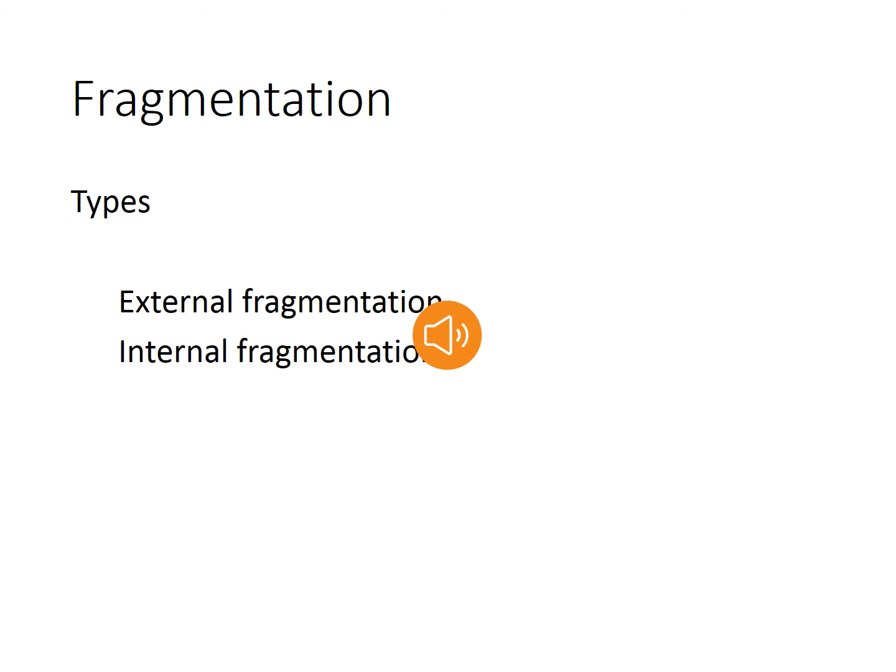As processes are loaded into memory and removed from memory, the free space is broken into little pieces. It happens after some time that a process cannot be allocated to memory blocks considering their small size, and memory blocks remain unused. This problem is known as fragmentation. There are two types of fragmentation: internal fragmentation and external fragmentation.